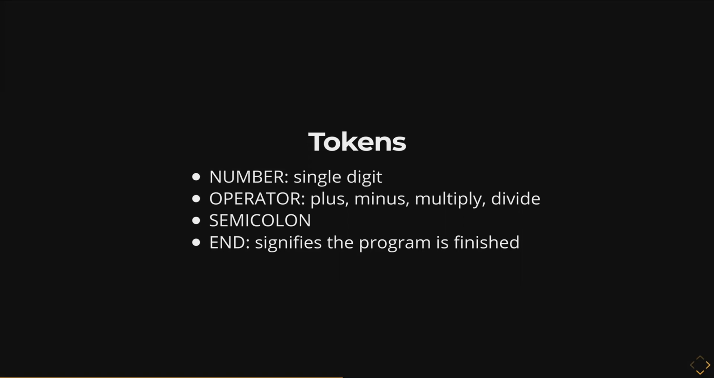Okay, so remember our Lexer takes a sequence of characters and turns it into a sequence of tokens, or lexemes. The tokens in our language are going to be these four: a number, which is just a single digit; an operator, which is one of the 4 ASCII codes for the operators in our language; a semicolon; and the end token. This is just going to signify that the program is finished, corresponding to end of file, basically.